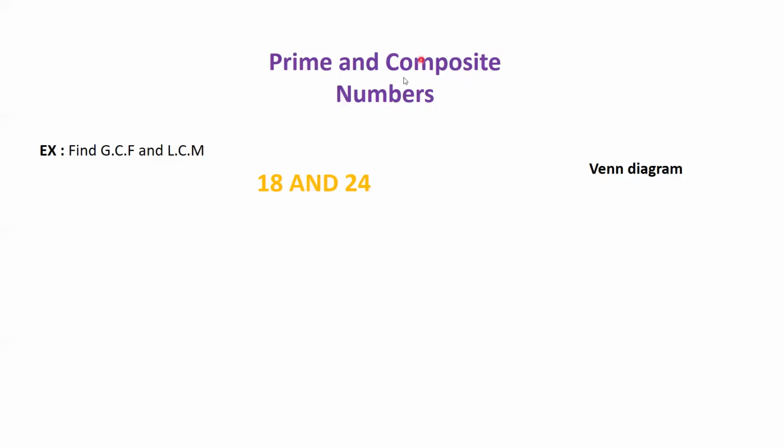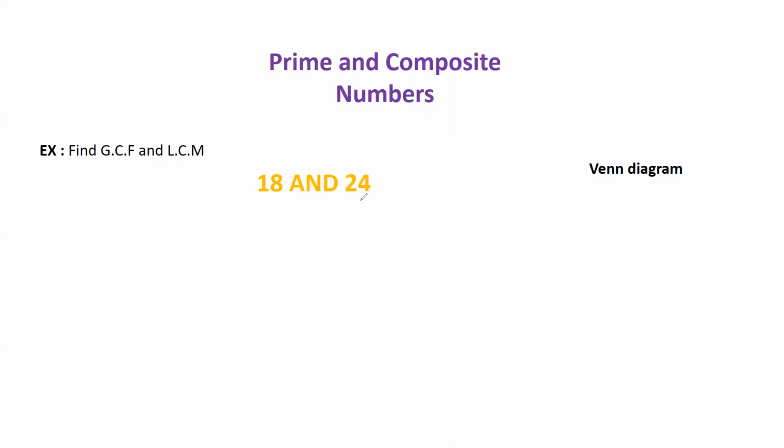What about the composite? Composite numbers are the numbers that have more than 2 factors. So any number that has more than 2 factors is called a composite number. What about number 1? It's not a prime and also it's not a composite. So 1 is neither prime nor composite because it has only 1 factor. After remembering the prime and composite numbers, we want to get the GCF, the greatest common factor, and the least common multiple. Let's try to solve them together.